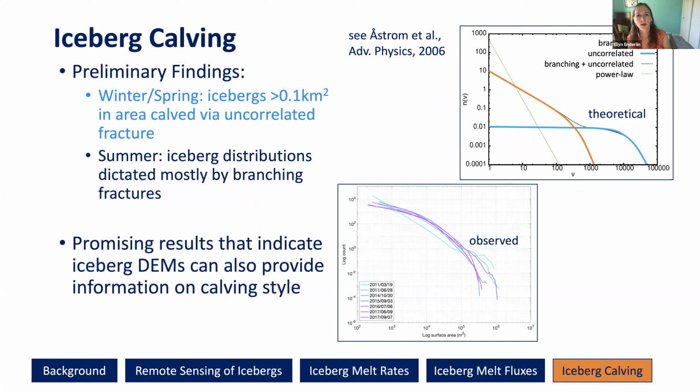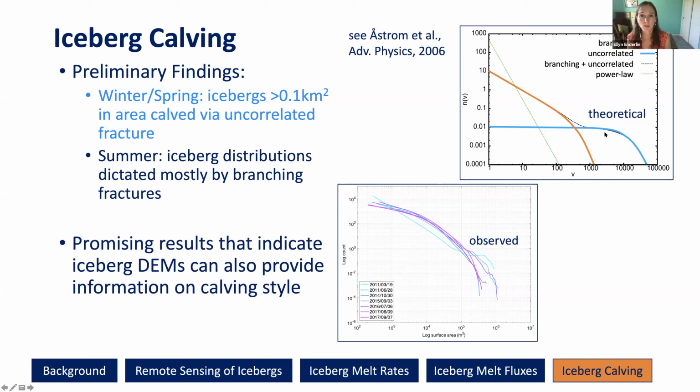And this is really preliminary work. Jan Austrom contacted me about looking at iceberg size distributions about a year or so ago now. He applied fragmentation theory to look at these size distributions and understand what is dictating fracture, or what is dictating the calving process. And here is an example that he has here. These theoretical curves show you that if you have lots of branching fractures that all come together, you would end up with a size distribution, so number of fragments versus the size of them, that looks like this orange curve.